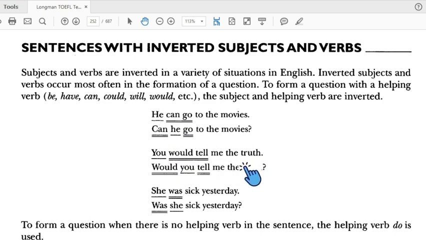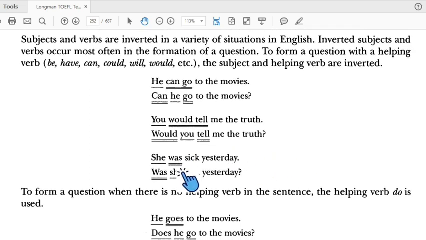You would tell me the truth. We put would in front so that it will be a question. Like this one: she was sick yesterday. Was she sick yesterday? Why do they use was? Because sick is an adjective. That's why we use be.